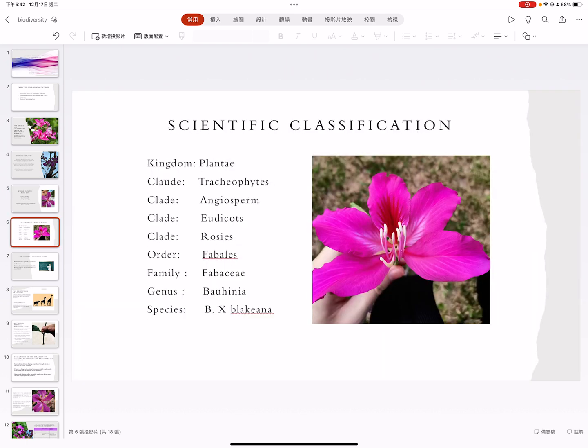Then I will talk about the scientific classification, but I will not go into much detail. I will only focus on two aspects: the color of the angiosperm and the color of the aldecott, but I will talk about it later.